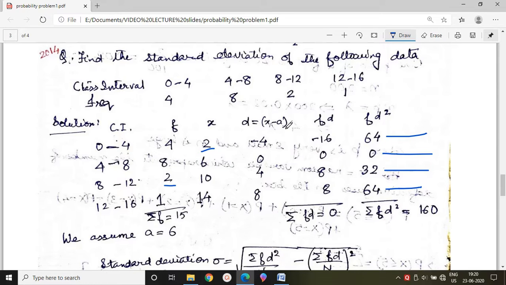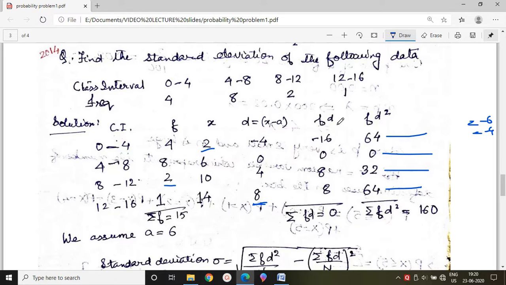That D value is x minus A. Our A is 6 and this x is 2. So 2 minus 6 is equal to minus 4. So that is coming here as D. Then this one is 0 because it is 6 minus 6. Then you have 10, 10 minus 6, which is 4. Then you have 14 minus 6, which is 8.